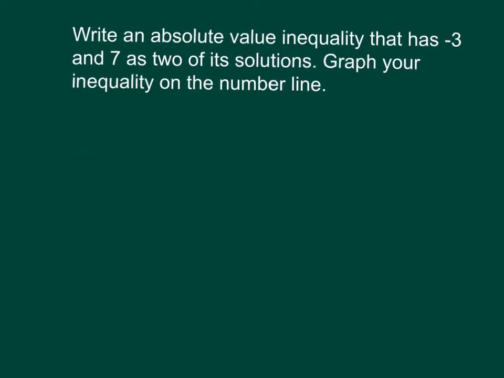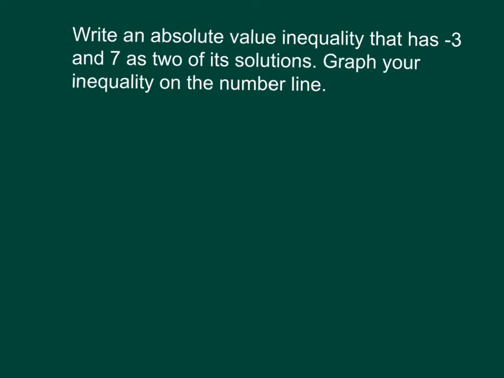Okay, so really we only have one type of problem we're going to be looking at here. We're taking absolute values and we're applying them to a word situation. Write an absolute value inequality that has -3 and 7 as two of its solutions, and then graph the inequality on the number line.